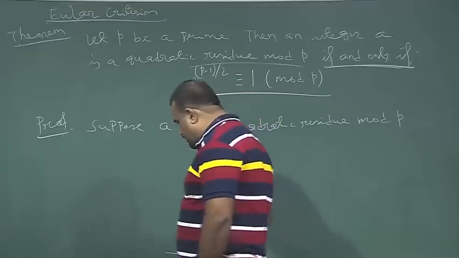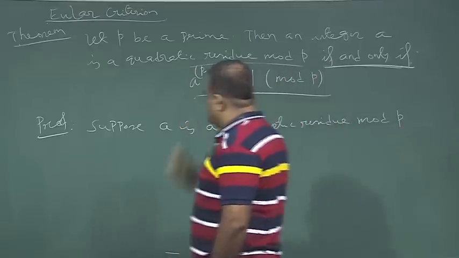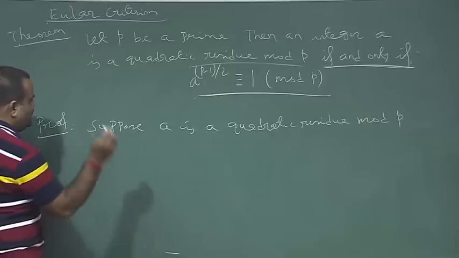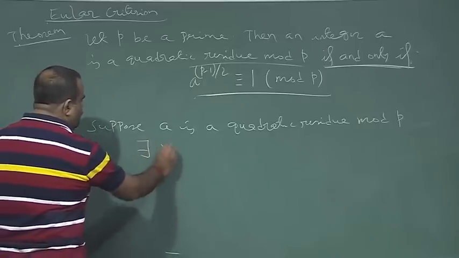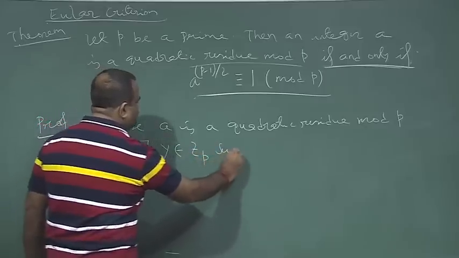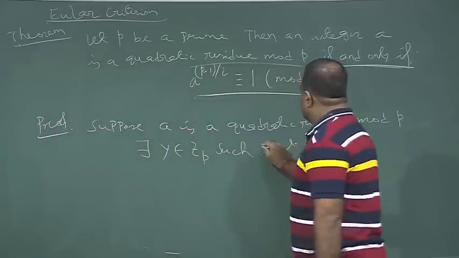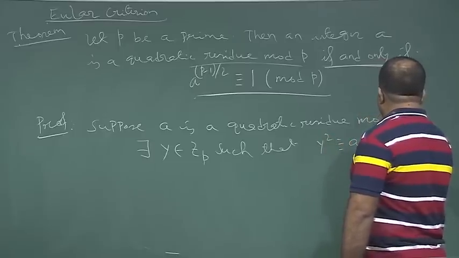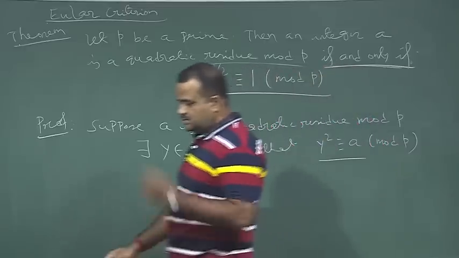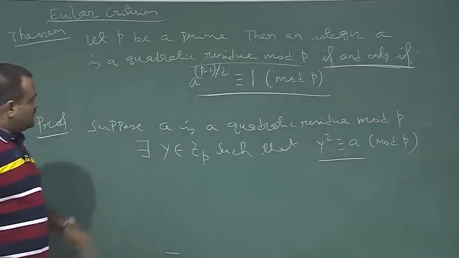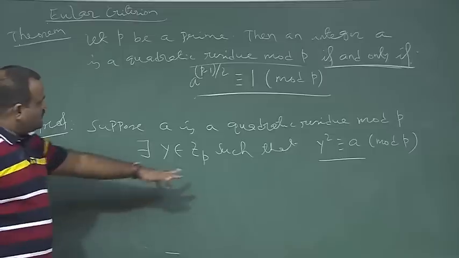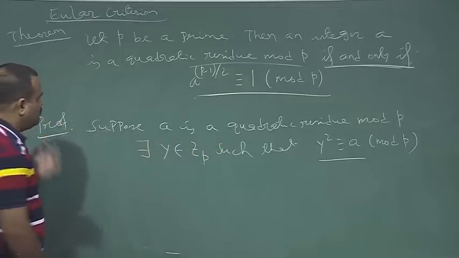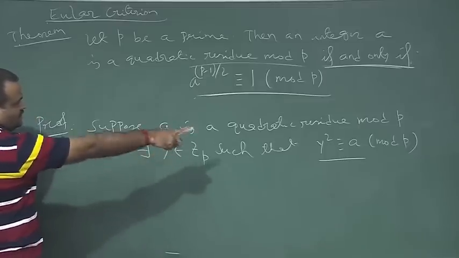So, suppose A is a quadratic residue mod P, then we have to prove this theorem, this result. If A is a quadratic residue mod P, that means there exists y in ZP such that y squared is congruent to A mod P. So, that means we have a solution under modulus operation of P. There exists a y from ZP that satisfies this. So, basically A is y squared mod P.